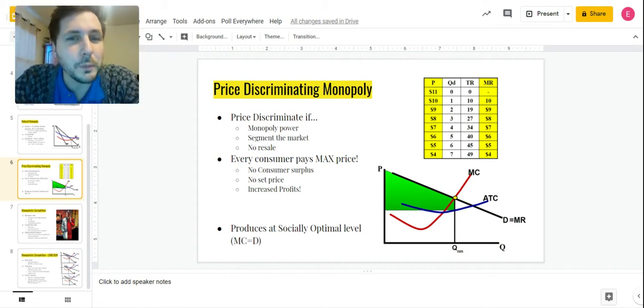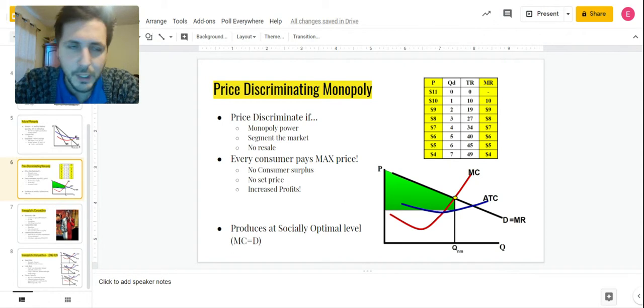Okay, video number 4 is a price discriminating monopoly. Now, we said before that marginal revenue and demand were not equal because monopolies can't price discriminate. Now, let's say in a wild world that they are allowed to price discriminate, what would happen?